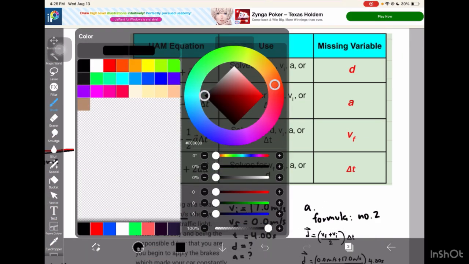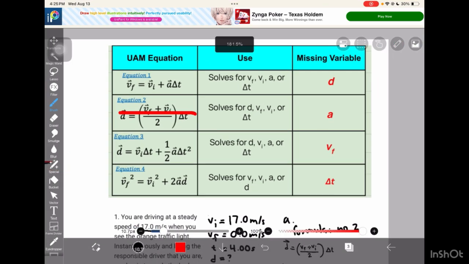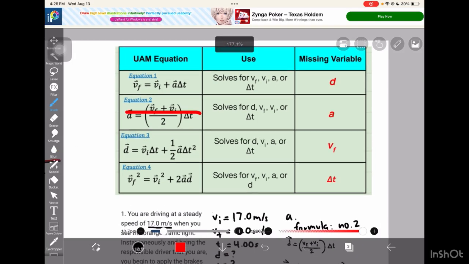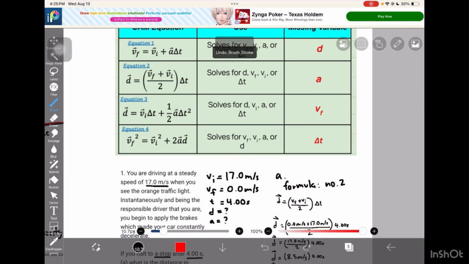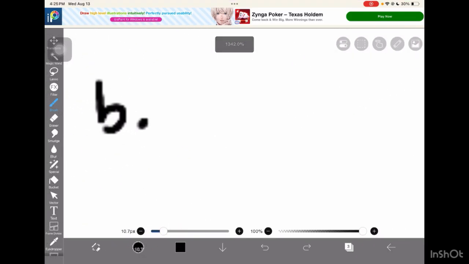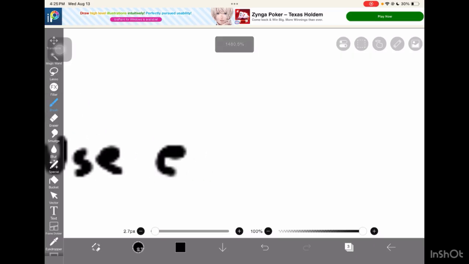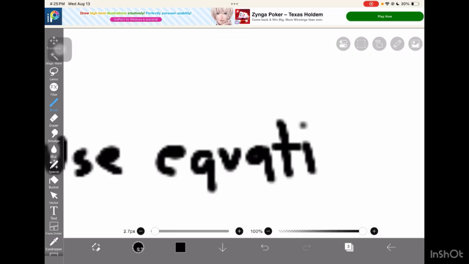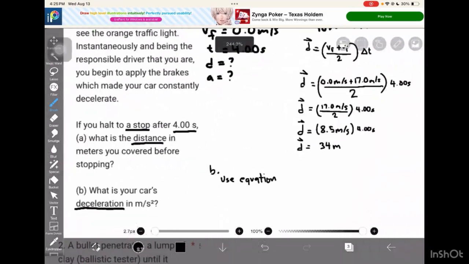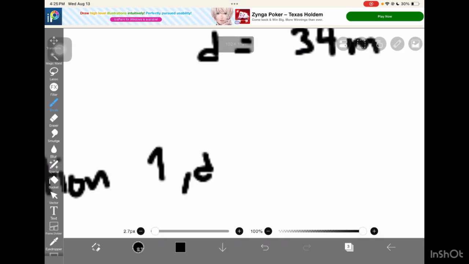So first and foremost, we want to find A, so it's missing here, so we don't use equation 2. We have v sub i, v sub f, and t, so we can use this one. So equation 1 it is, but we do have to derive it. So let's start. Use equation 1 as equal to and derive.